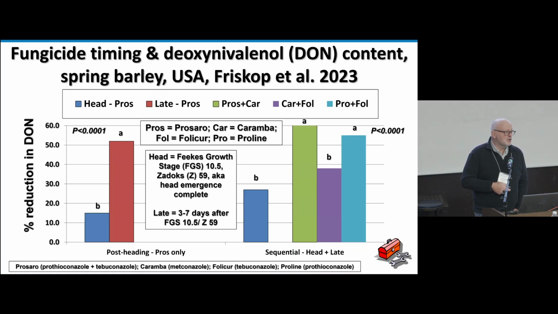They also looked at sequential application, and here they looked at head emergence with Prosero only, which was just under 30% control. They looked at Prosero with Caramba, so Prosero at that head emergence, or early stage, and then coming back in a little later. That gave us our 60% control. And then we looked at some of the other products, Proline, part of the Prosero combination, and Folicur Bravo, that also did quite well.